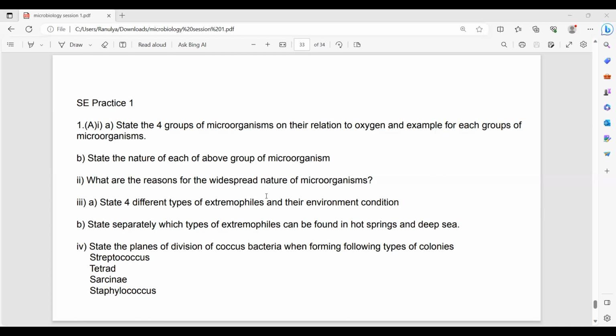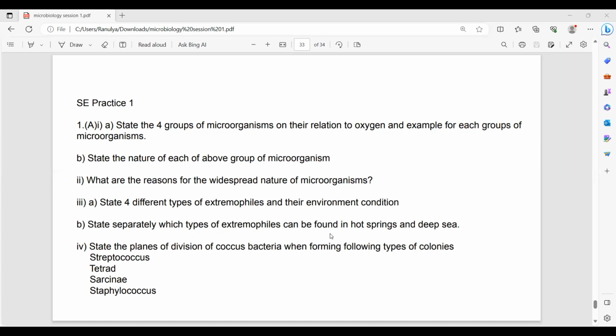Microaerophilic can grow only in oxygen concentration lower than those in air, right? Give 1 mark. Then Roman number 2, what are the reasons for the widespread nature of microorganisms? They are smaller in size, possess high surface area to volume ratio. Due to they have large surface area for the exchange of materials with the external environment. That is the 3rd point.